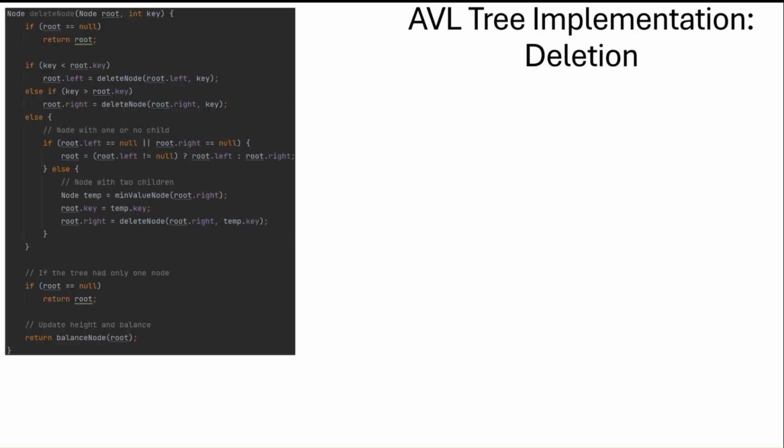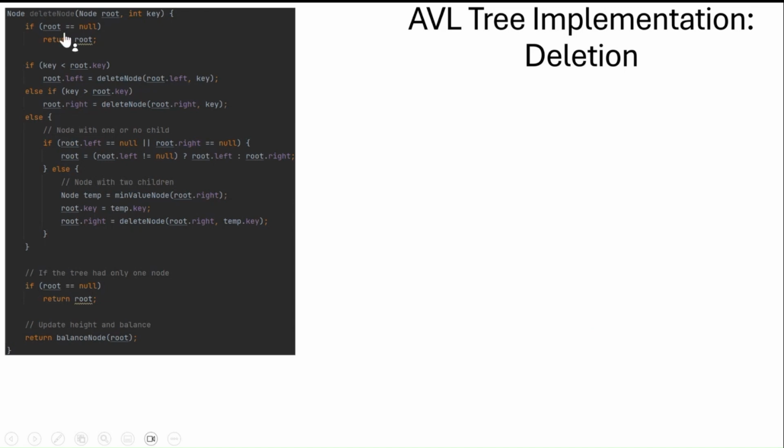Now let's understand the AVL tree implementation for deletion. One thing to keep in mind is that the rotation logic for insertion and deletion is the same. So we don't need to cover left rotation and right rotation logic again for deletion. We'll understand the deletion implementation with one example only.